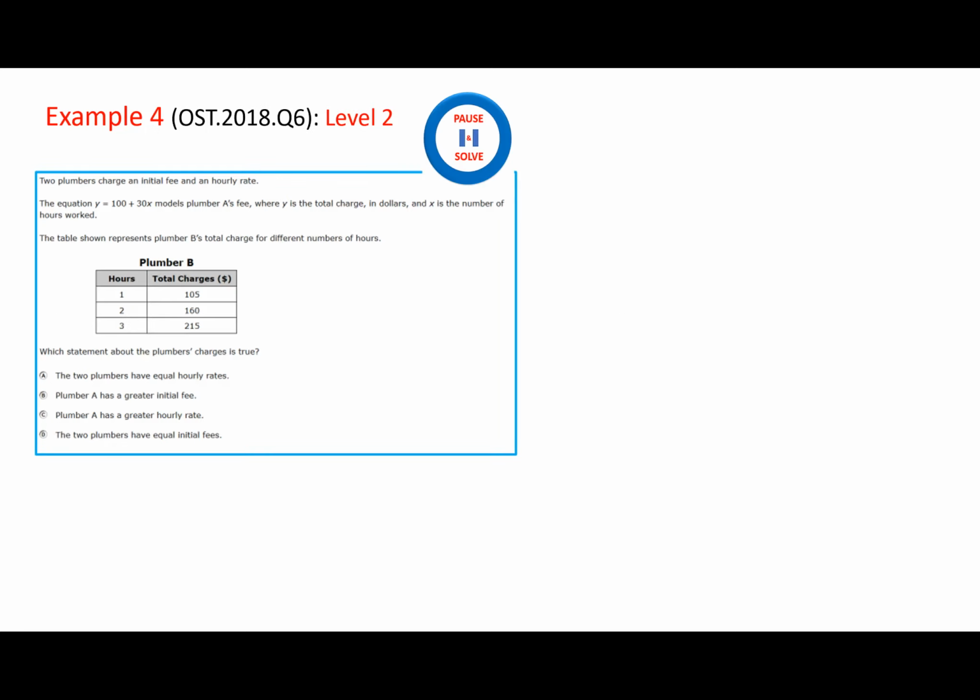Question number 4. 2 plumbers charge an initial fee and an hourly rate. The equation y equals 100 plus 30x models plumber A's fees, which means a 100 initial fee plus $30 an hour. Okay. Now plumber B's information is given in a table. So we're comparing an equation with a table here. Again, they're asking about the rates and the initial fees. So let's put down the information.